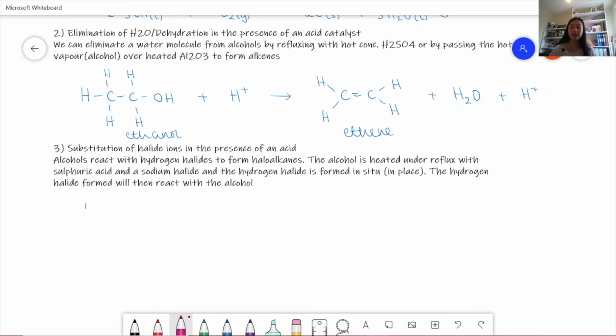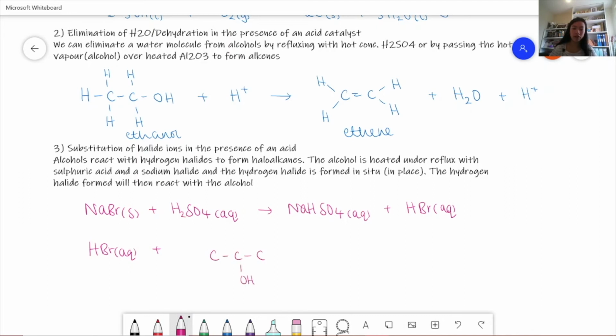So what happens first is, for example, if we have sodium bromide, and then we're going to react this with some sulfuric acid, and this will form sodium hydrogen sulfate, and the hydrogen bromide that we want to react with the alcohol. And then this hydrogen bromide will react with an alcohol, let's say propan-2-ol. So we have 3 carbons and the OH there.